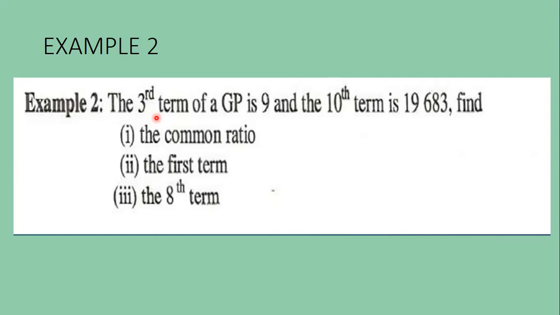Now, you've been given these values. So the value for A times R power 2 is 9, and the value for A times R power 9 is 19,683. Then it will be very easy for you to come up with the common ratio, the first term, and the 80th term. Let's just jump into the solution and see what we are supposed to have there.